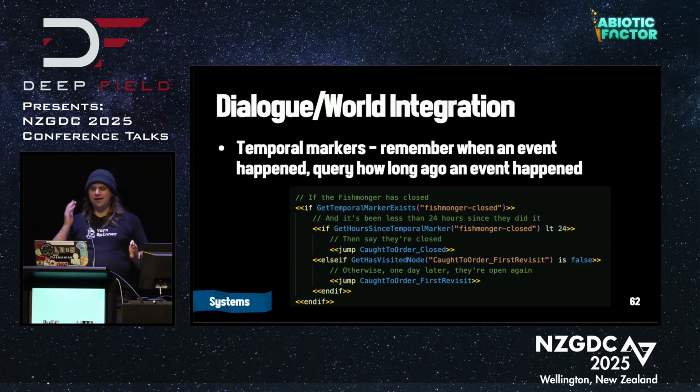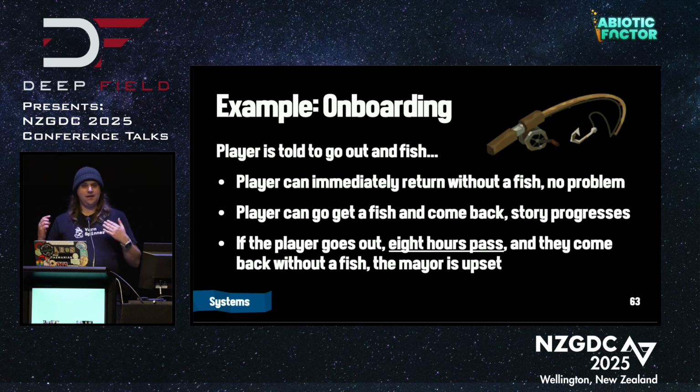So at the start of the game, the mayor will tell you, go and get a fish, and then come back, basically onboarding you onto the, like, this is a fishing game, you need to go get fish and come back. The player can immediately undock and then come back without a fish, and that's fine, no problem. The game won't react in any way because you're learning about the docking and undocking probably. The player can go out, get a fish, come back, great, cool, that's a happy path, and the story progresses.